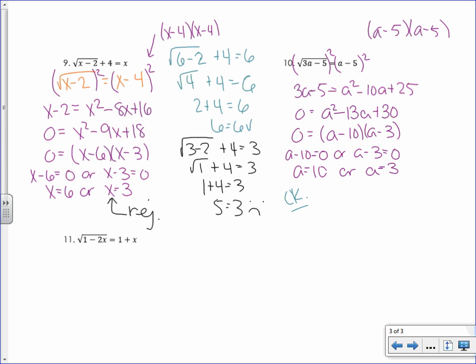Remember, checking the original, I'll check 10 first. So this is the square root of 3 times 10 minus 5. And let's see, that's equal to 10 minus 5. What's over here? That's going to be 30 minus 5. Here that's 5. This is going to be the square root of 25. And boom baby, I get 5 equals 5.